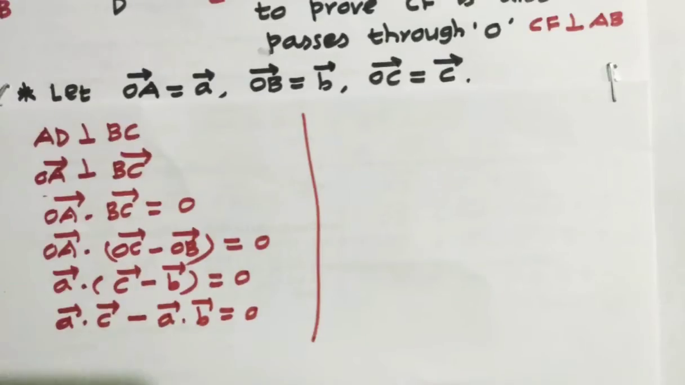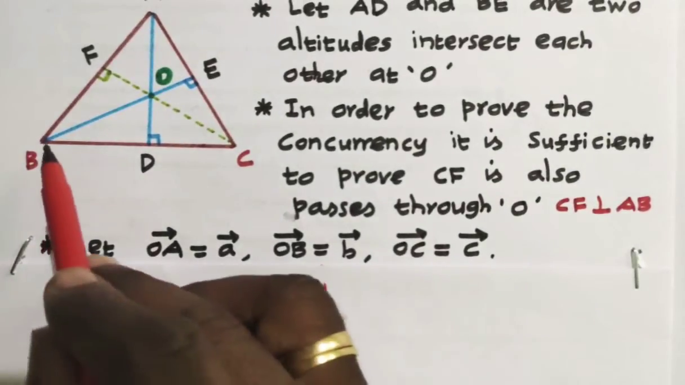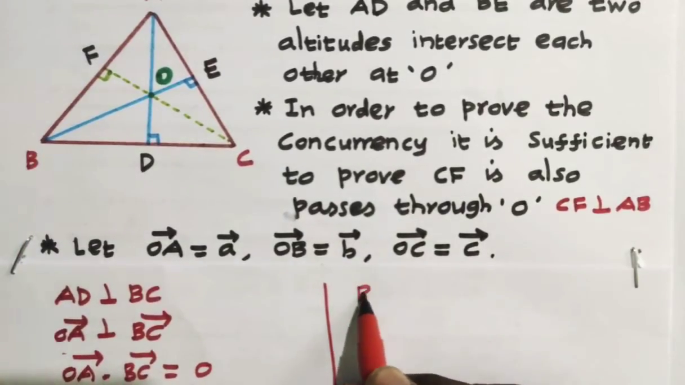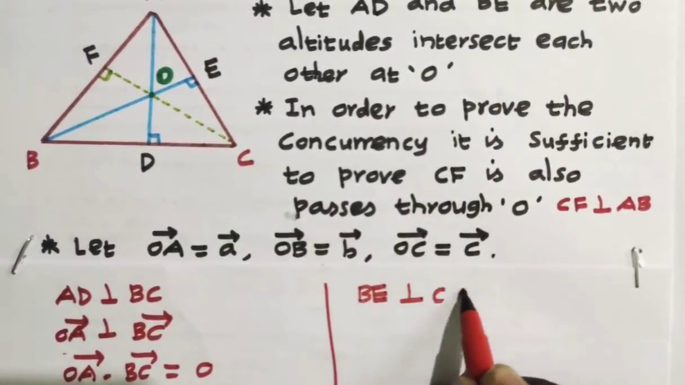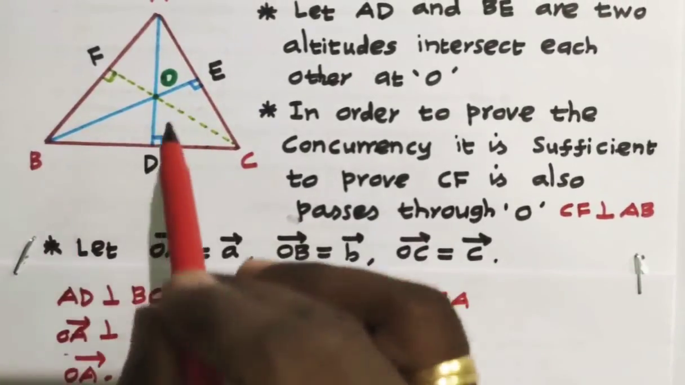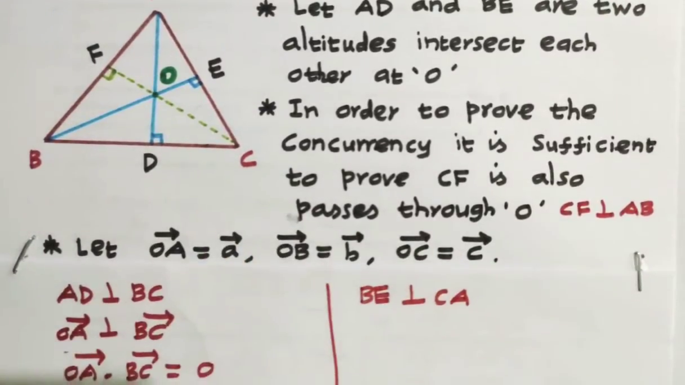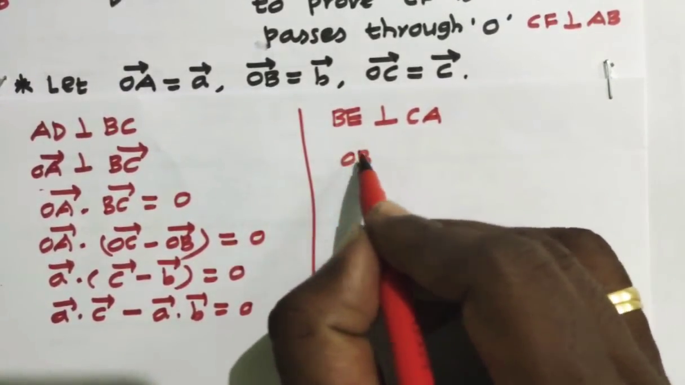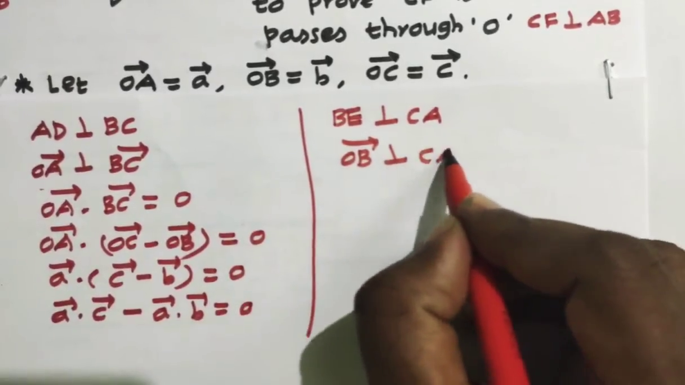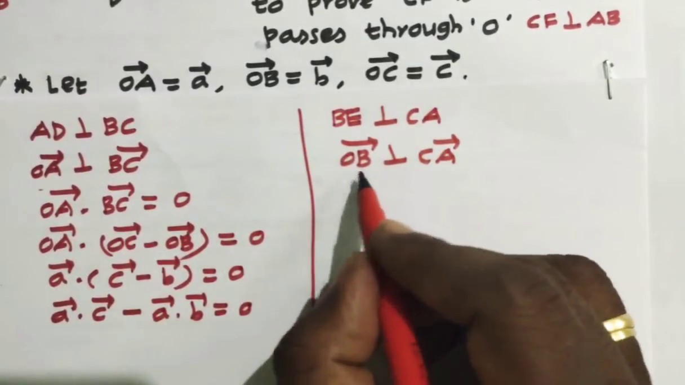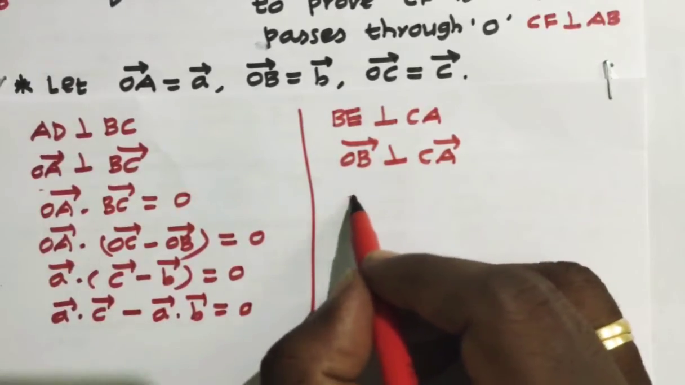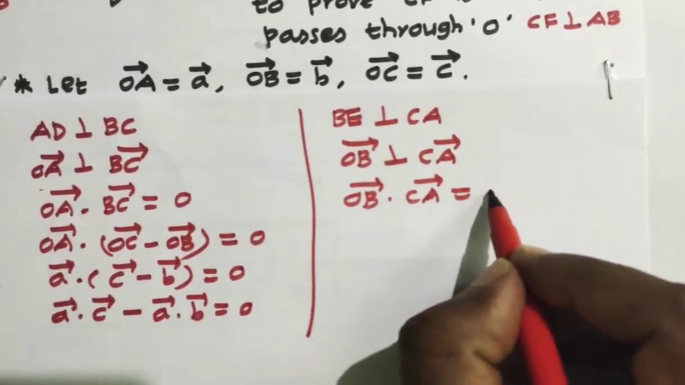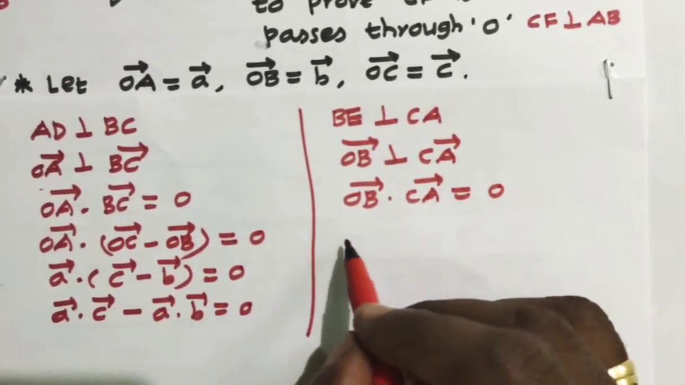And the second one, BE is perpendicular to CA, which means BE is one of the altitudes, perpendicular to CA. Now taking the position vector of B, vector OB is perpendicular to vector CA. If two vectors are perpendicular to each other, then their dot product is equal to 0. Therefore vector OB dot vector CA is equal to 0.